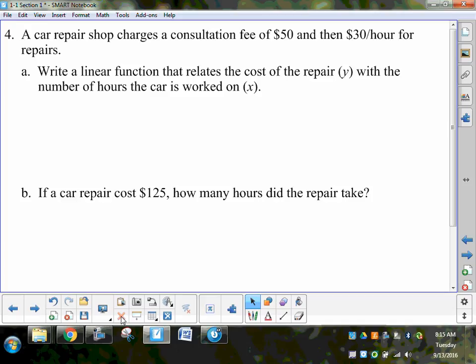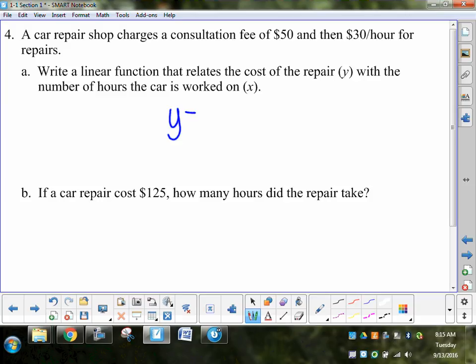Looking at what's there to start, Johannes, what would you give as your equation for A? I equals 30x plus 50. The 50 is the base or fixed amount. The 30 is the hourly rate. That's what's going to be increasing as the clock runs. If a car repair costs 225 hours, how many hours did it take?